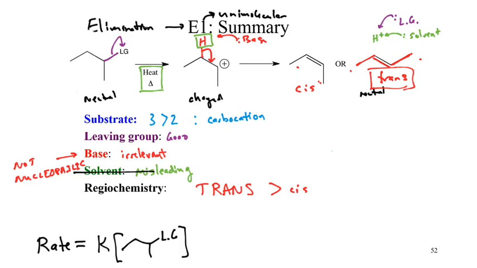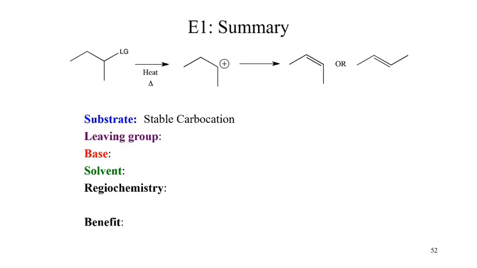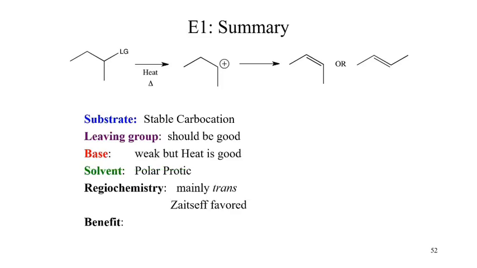So with that, we'll step through and make it all look nice and pretty because I've got some of those summaries on there. The substrate, we want a stable carbocation. The leaving group, we said already, should be good. Base, we don't want one. Heat is typically the thing that's going to help us push through with our eliminations. Solvent tends to be polar protic. I'd be very careful putting too much weight in that aspect. Regiochemistry, we primarily favor the trans product.